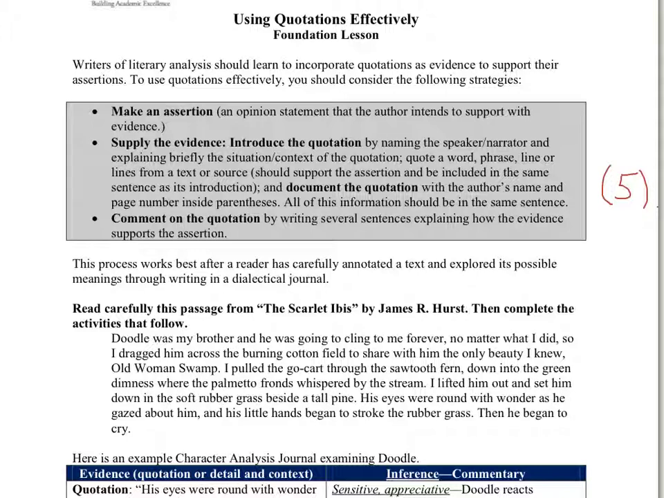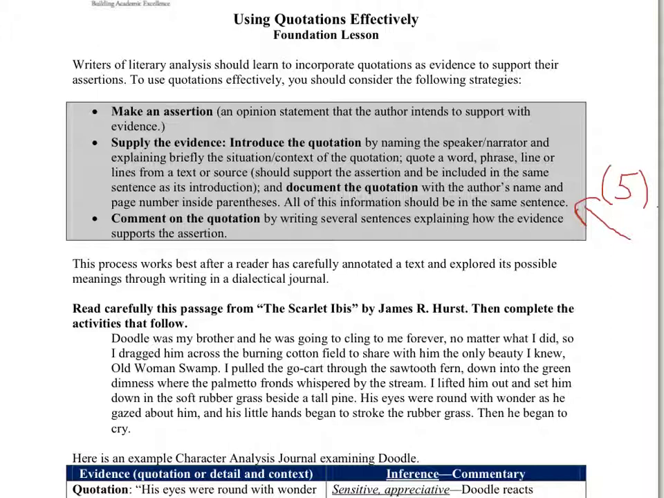So again, I just want to say what's most important is that all this information is in the same sentence, and that's a lot. To introduce the speaker or narrator, give context, and the quote. Alright, that's a lot to put in a sentence, but you need to use your stylistic methods, your sentence combining skills, and get it all in there.